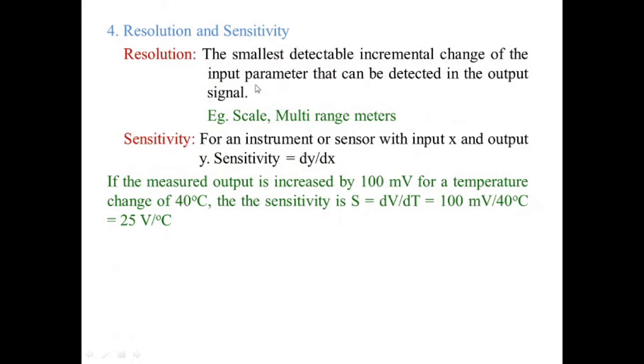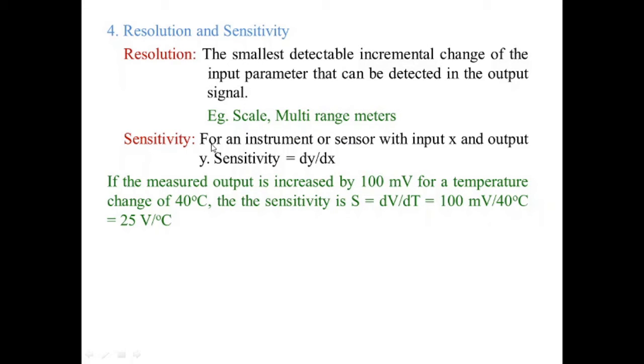Next static property is resolution and sensitivity. Resolution is the smallest detectable incremental change of the input parameter that can be detected in the output signal. So for the smallest change in the input, if the system can produce a corresponding output, then we say it has good resolution. That can be measured by means of the unit scale, multi-range meters, etc.